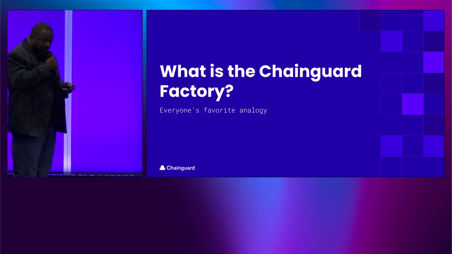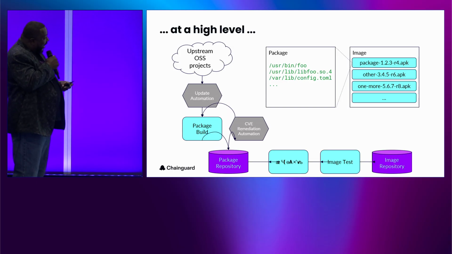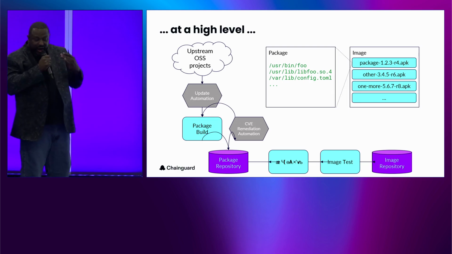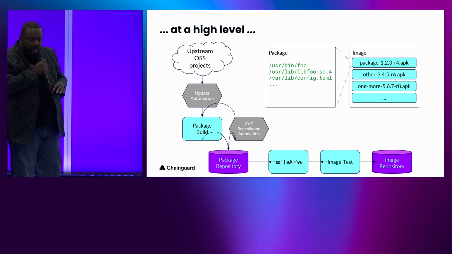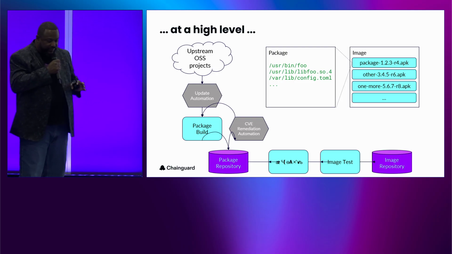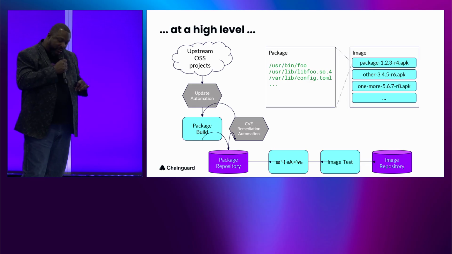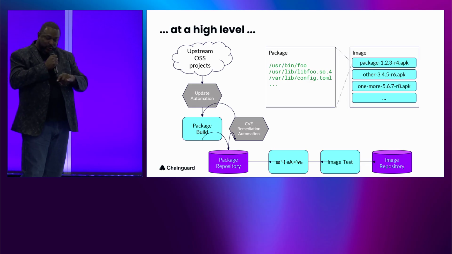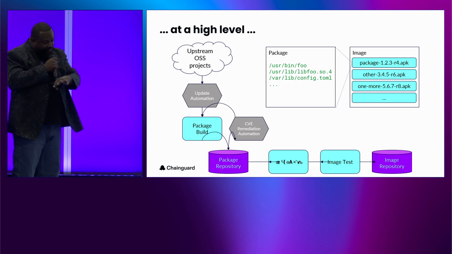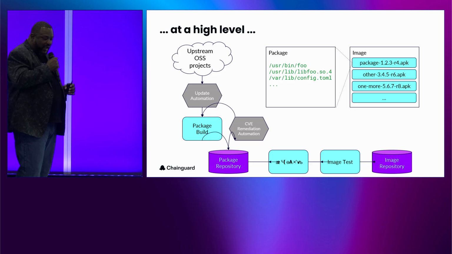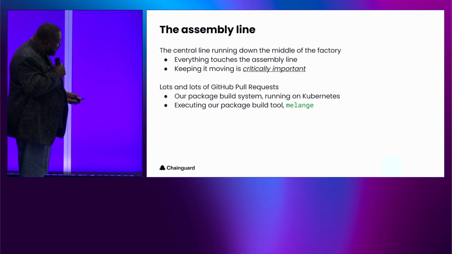So what is the Chainguard factory? At a high level, we're going to download the OSS project. We have some cool automation in the background that's going to generate a package build, then generate another CVE remediation if necessary. That stuff is going to go into a package repository. Those two blue boxes at the bottom represent building that image and testing it, and then we're going to push that out to an image repo. The top boxes that you see there, the package and image boxes, those are just some examples of how we do it. So let's dive in a little further.